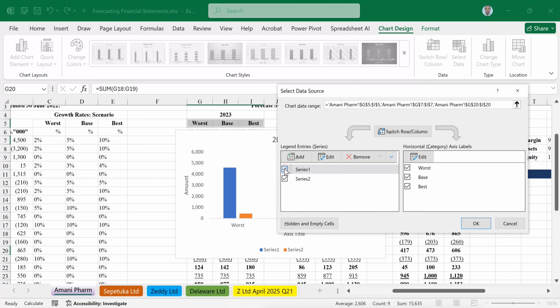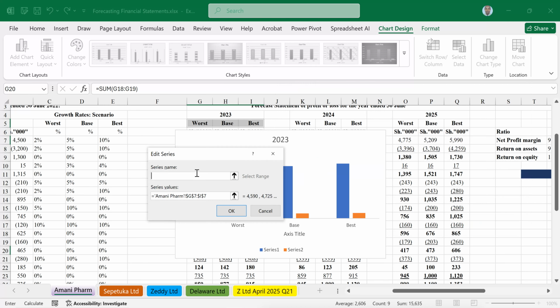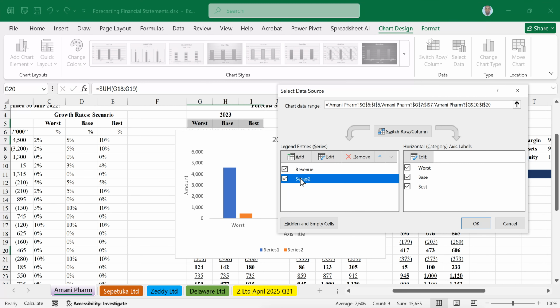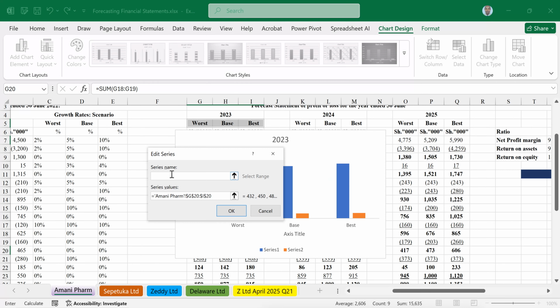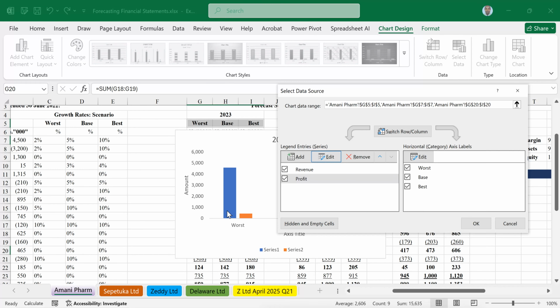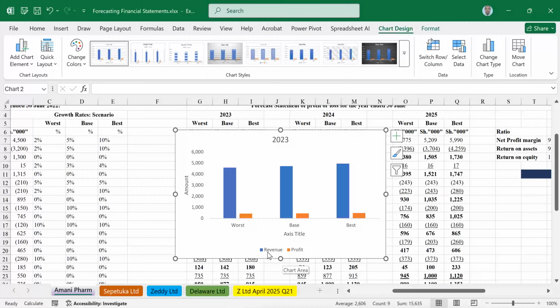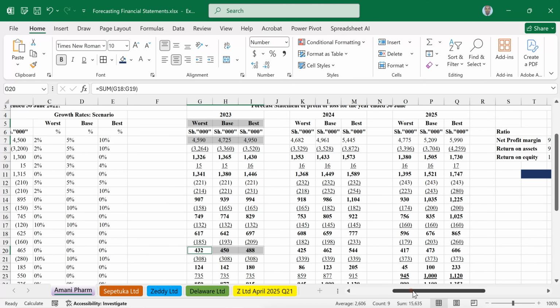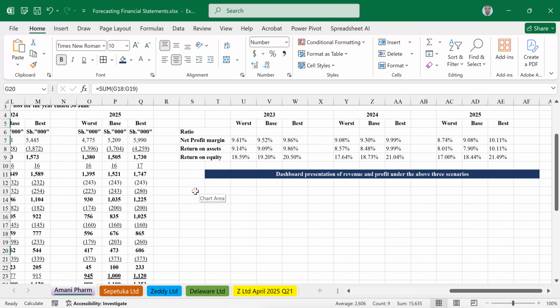So I want to edit this. Series 1, edit, to revenue. Then okay. Click on series 2, again edit. Now this series 2 is profit. Then okay. So we now have our items that have been changed, revenue and profit. We'll do the second chart so that you can see how we've managed to do this.